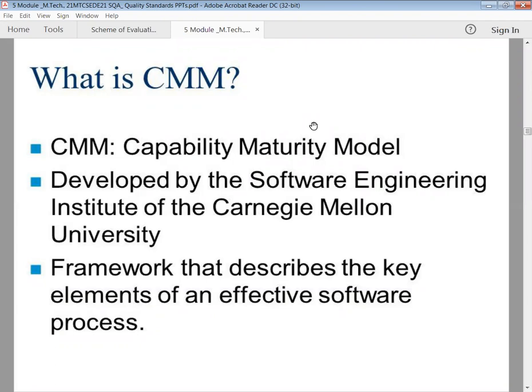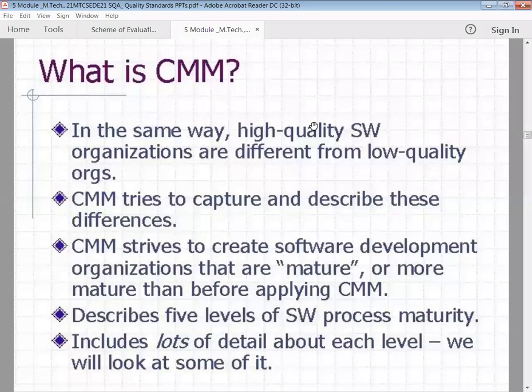You cannot simply apply it to an entire city. So there is a boundary. Within the organization, we can apply. Within the project, we can apply. And the same way, high quality software organizations are different from low quality organizations, because the branding is based on the standardization process. CMM tries to capture and describe those differences. It strives to create software development organizations that are more mature than before applying CMM. So initially, if you are not applying the CMMI model, you will be following low standards and low processes. Once you apply this, your organization will work in a mature way. It will produce the best results.